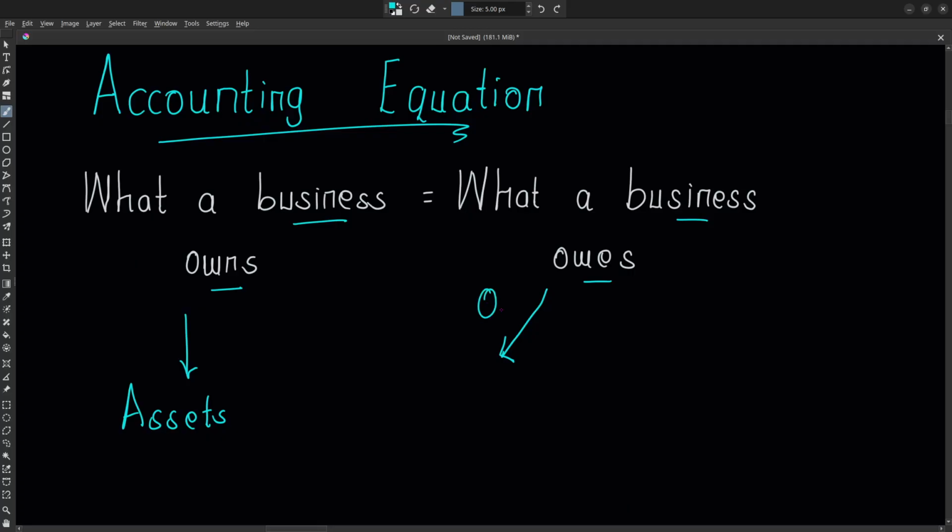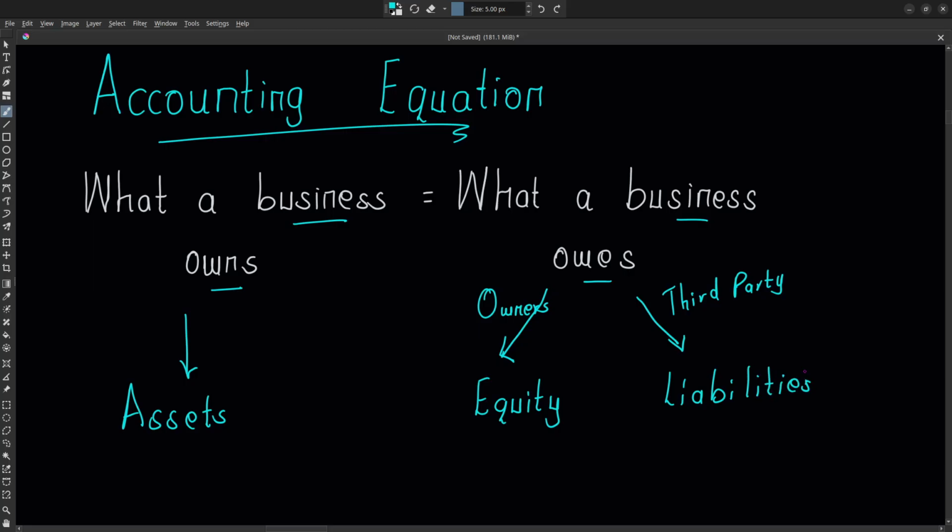If they owe the owner or the owners of the company, then this is what we call equity. If they owe a third party, then this is what we call liabilities. For example, if you buy from a supplier and you've not paid them, you have to pay them eventually. If you take a loan from an institution or even your friend, that's a liability, okay?